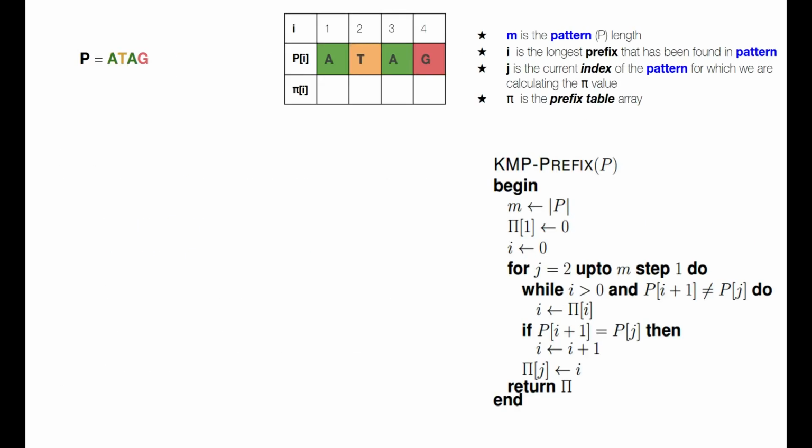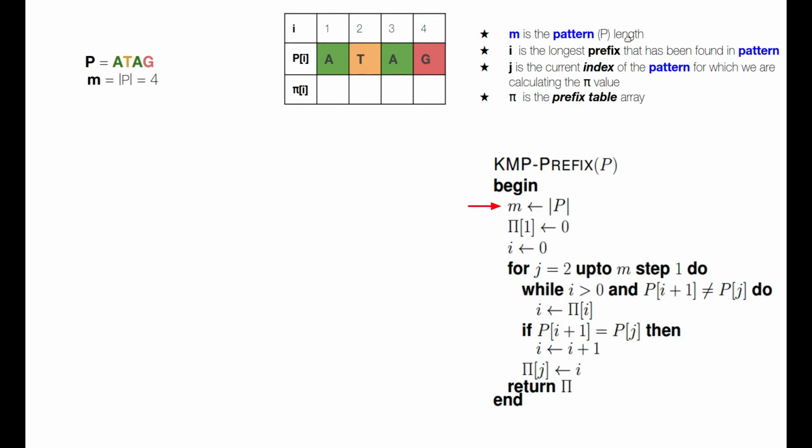Now we will generate the prefix table for the string ATAG using the pseudocode. M is the pattern length, which is equal to 4. The first value in our prefix table is always 0, as explained earlier in our previous example. I is the longest prefix we've found. As we have not found any prefixes yet, it is 0. J is the current index of the pattern for which we are calculating the prefix value. We have calculated the first, therefore we shall calculate the second now.